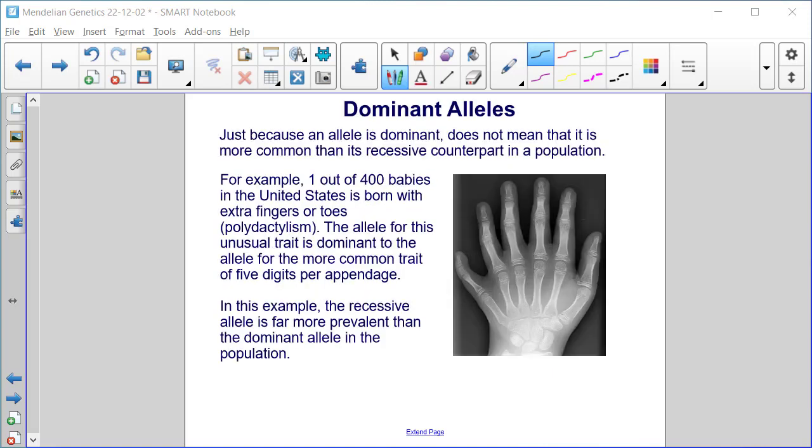Just because an allele is dominant does not mean that it is more common than its recessive counterpart in a population. For example, 1 out of 400 babies in the United States is born with extra fingers or toes, polydactylism. The allele for this unusual trait is dominant to the allele for the more common trait of 5 digits per appendage. In this example, the recessive allele is far more prevalent than the dominant allele in the population.